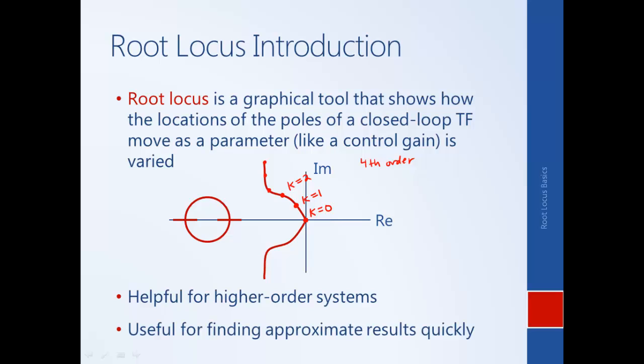They're also very useful for finding approximate results quickly. So we don't have to do 2 pages of algebra to select a particular gain. We can draw a picture like this in 30 seconds. Maybe it's not exactly correct, but it gives us a rough idea of how qualitatively changing our parameter affects the location of the poles and in turn affects the transient response of our system.